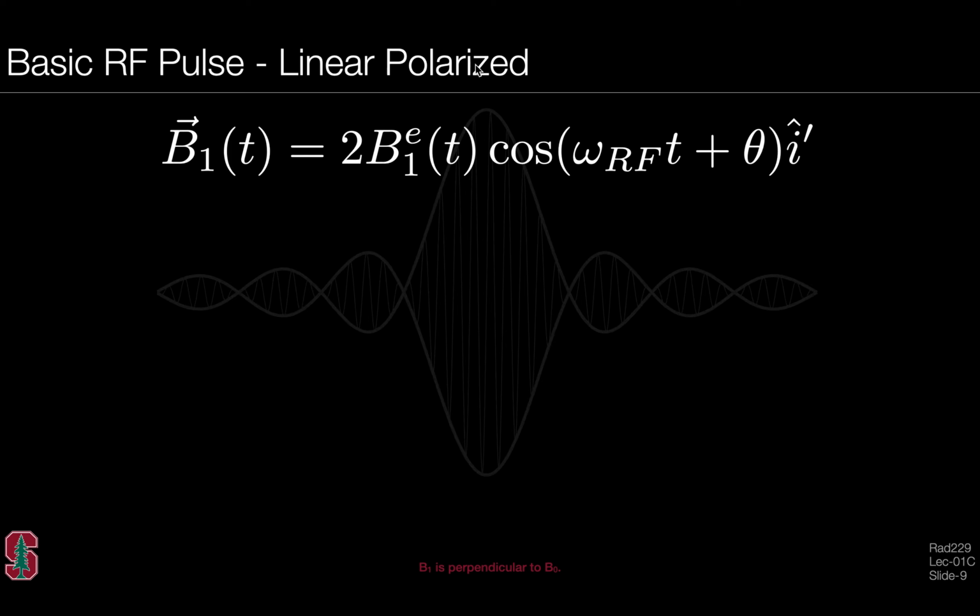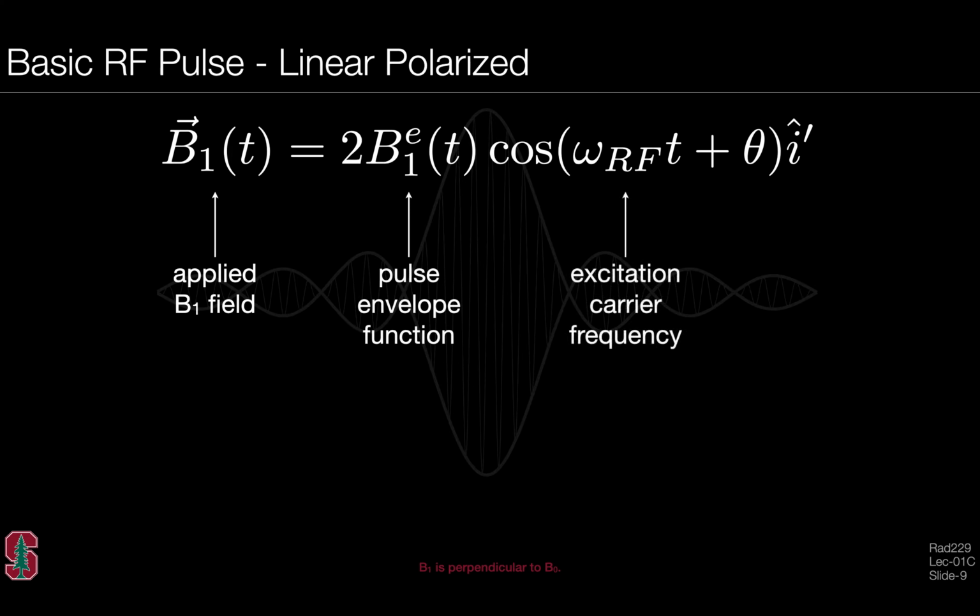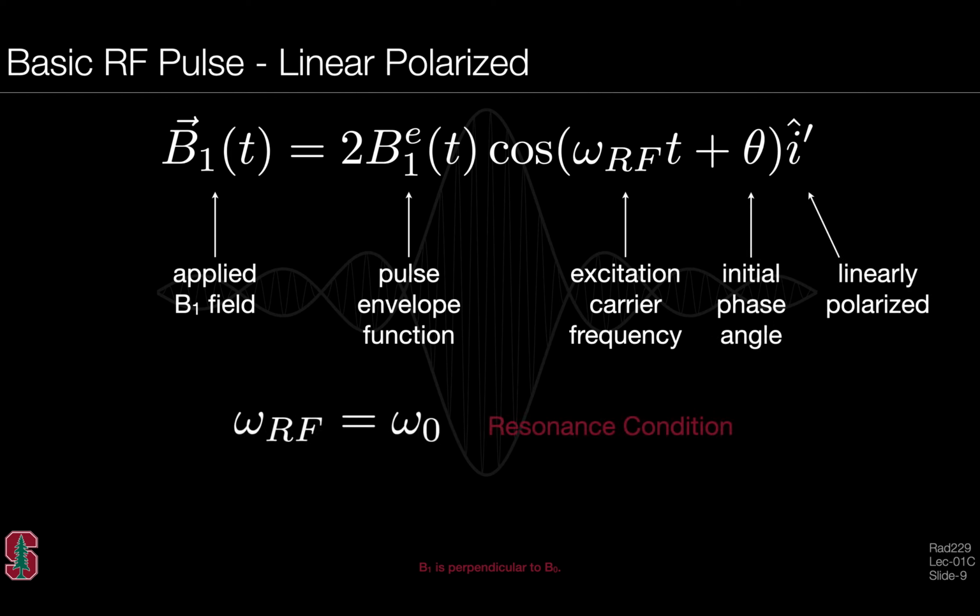Now this linearly polarized field, it's called a linearly polarized field because it's oscillating just along a single direction, in this case the I-hat direction. So this is the applied B1 field, this is the pulse envelope function, this is the excitation carrier frequency, and as I said, the initial phase angle. And this is a linearly polarized field.